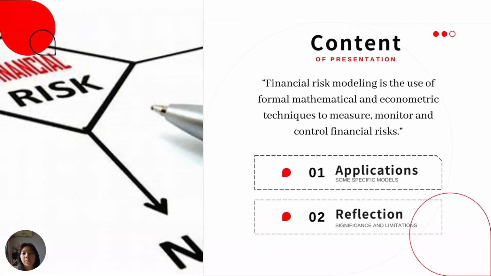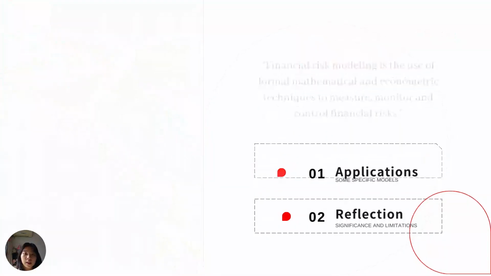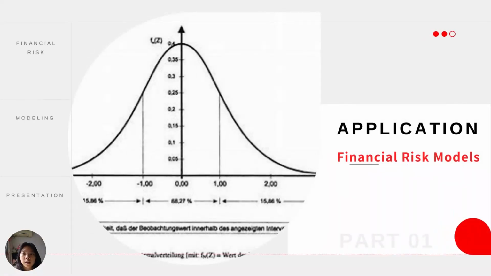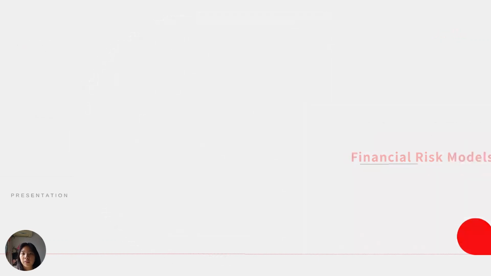Today I'm going to present on financial risk modeling, which is the use of formal mathematical and econometric techniques to measure, monitor, and control financial risks. I'll first dive into some specific models used in this field, and then reflect on the significances and limitations of these models in general. So, firstly, let's look at some specific models.